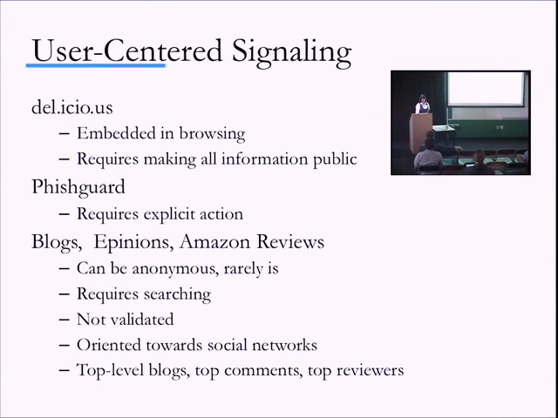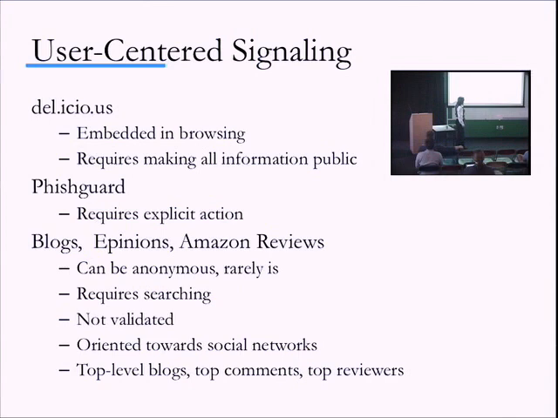Delicious is embedded in browsing, but it requires making your information public, right? I can't use Delicious to say to Brandon, look at this website. I have to email him, right? Here's my comment, and it's embedded in my email, because if I give it to Delicious, everybody has it. FishGuard requires explicit action. This is a bad website. And there's about a 2% error rate.